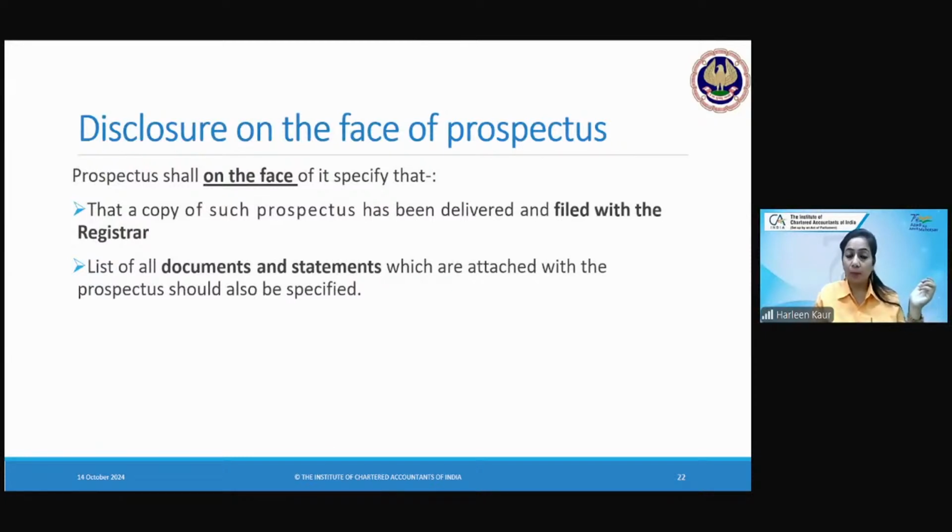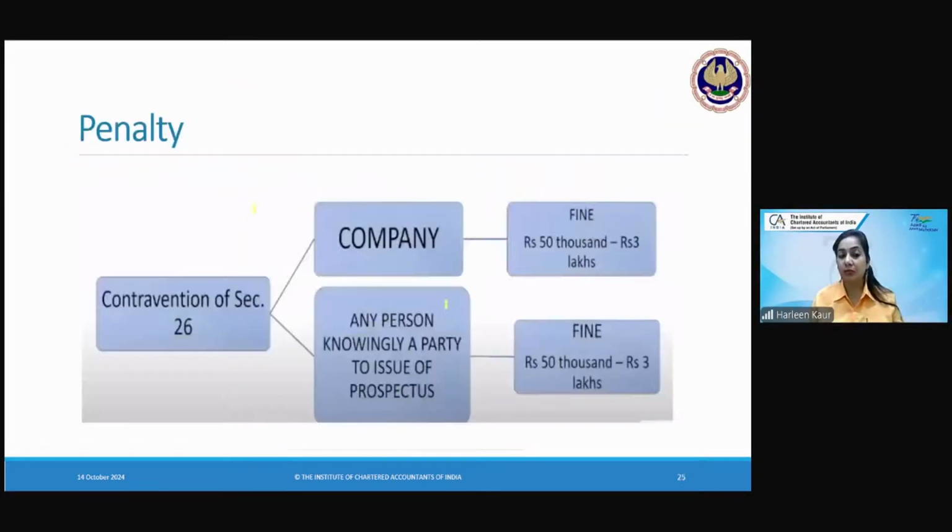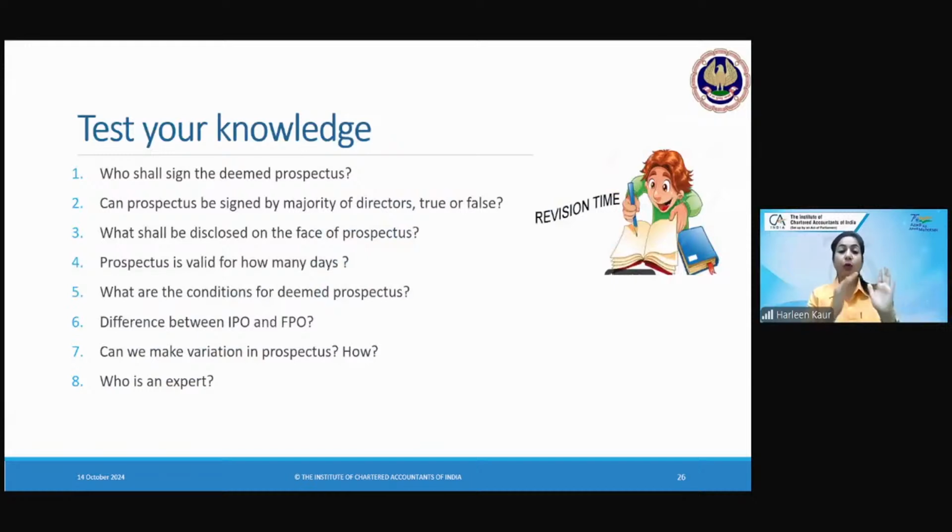You should include that the copy has been delivered and filed with the ROC, and all the documents that you have attached with the prospectus. This kind of question can come for 2 marks or in the MCQs. They will ask what all is disclosed on the face of prospectus: copies filed with ROC, list of documents, point number A and B both, or none of the above. So C will be the correct answer, point number A and B both. Okay.